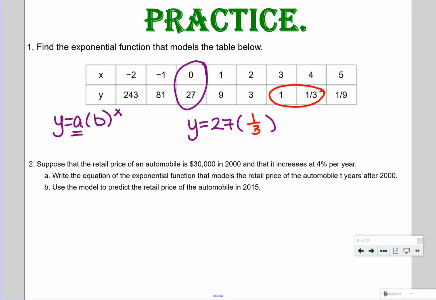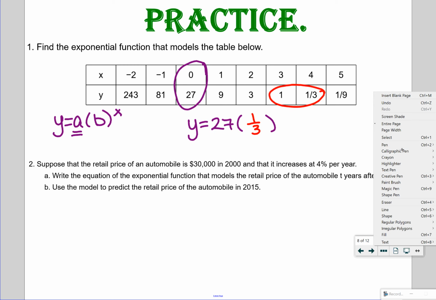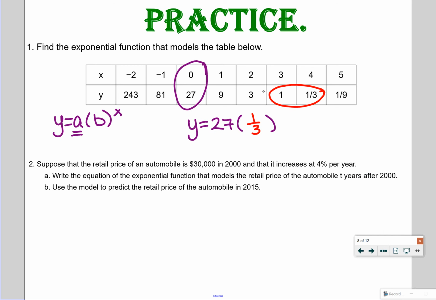That's your b value. Now if you didn't see that immediately, again, you can take any two numbers that are consecutive. So let's say I pick like 9 and 3. And divide them. The later one divided by the earlier one. 3 divided by 9 would also give me 1/3. And then to the x power, and that completes my formula. Let's look at number 2.